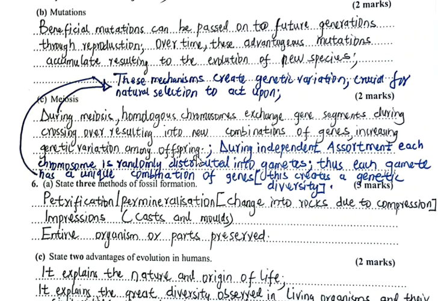Meiosis. During meiosis, homologous chromosomes are able to exchange gene segments during crossing over, resulting in new combinations of genes, and this increases genetic variation among offspring. Apart from that, during independent assortment, each chromosome is randomly distributed into gametes. Thus, each gamete has a unique combination of genes, and this creates genetic diversity.